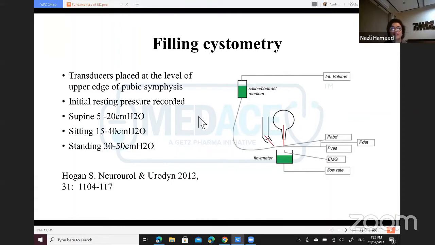Like I said, the transducers are zeroed, and the reference point for zeroing the transducer is the upper edge of the pubic symphysis. With the transducers placed correctly, we take the initial resting pressures. The agreed upon resting pressures in supine position are 5 to 20 centimeters of water. In sitting, they are higher, and in standing, even higher. So we perform the test in supine position.